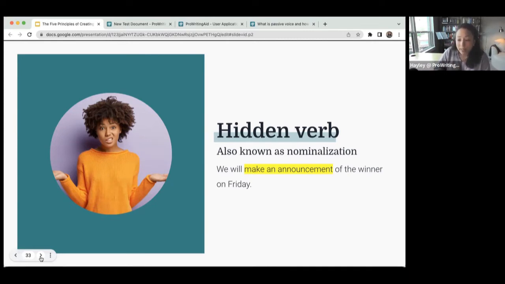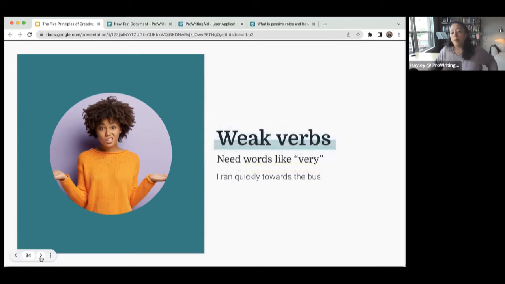So this is something that's really, really common. We say this a lot in our speaking. We often will throw these into our writing all the time. And again, it's not incorrect, but it is typically saying something that's more complicated and taking the power out of the verb. Writers also often tend to use weak verbs that need an adverb or a word like very to make them make sense or to give them more meaning. So instead of saying I dashed towards the bus, saying I ran quickly towards the bus.